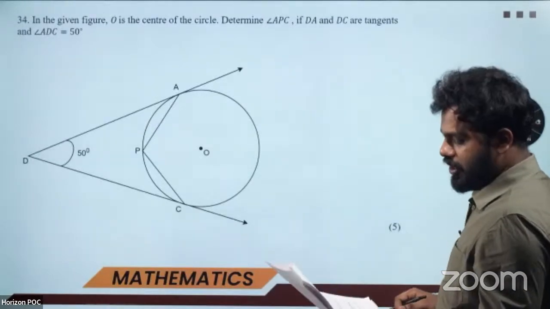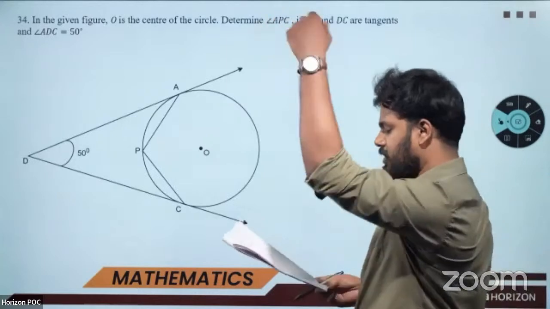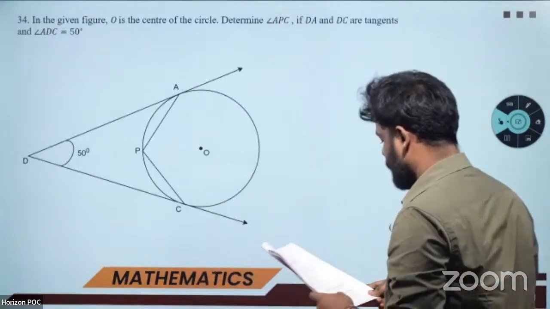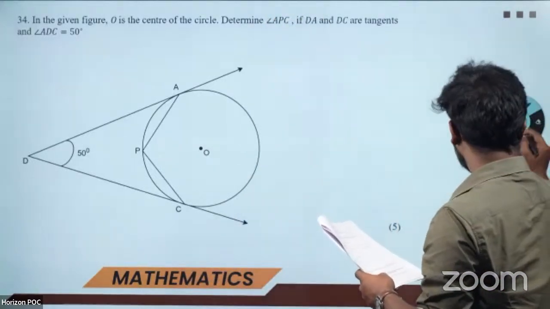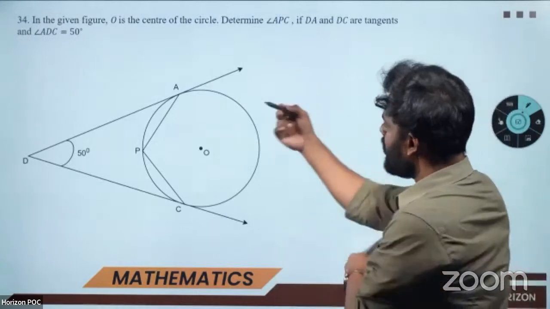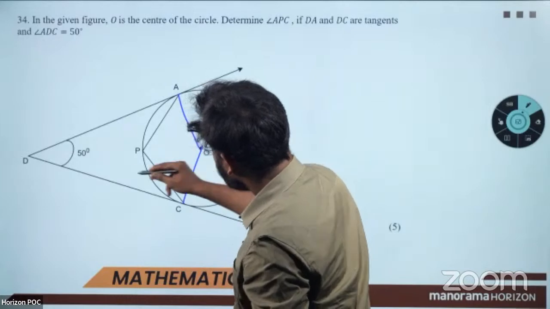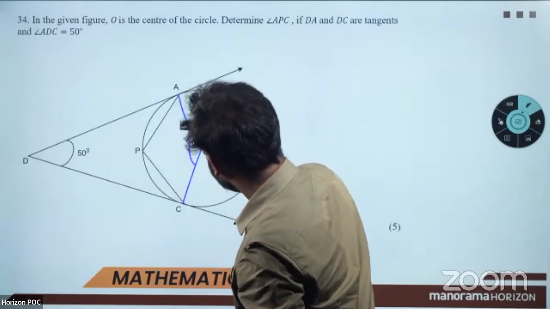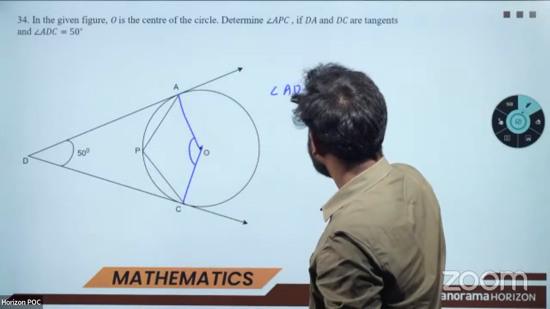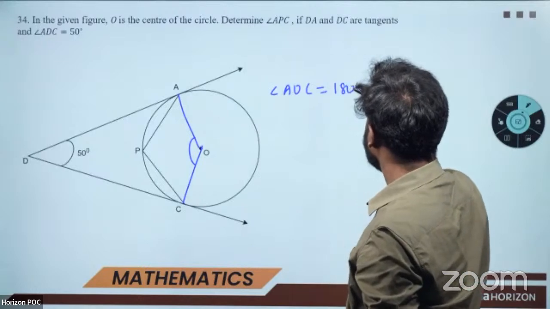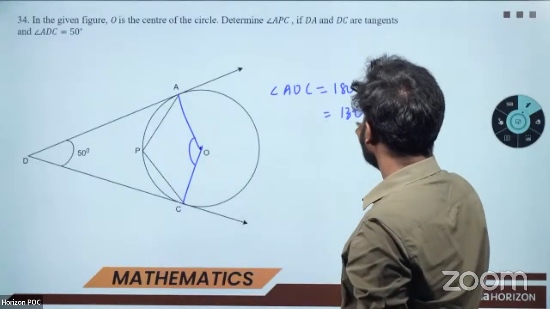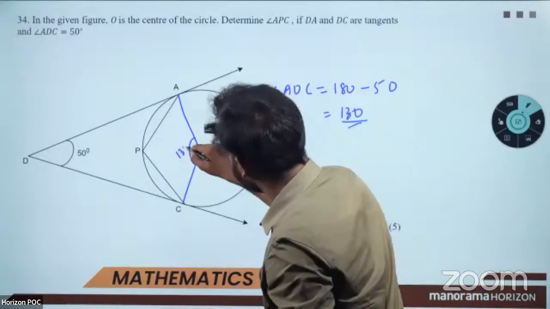So next is question number 34. In the given figure, O is the center of the circle. Determine angle APC if DA and DC are tangents and angle ADC is 50 degrees. Okay. Very good question there. So I'm joining this one. If this is 50 degrees, what about this one? This angle AOC will be 180 minus 50, that is 130 degrees. So this angle over here is 130 degrees.